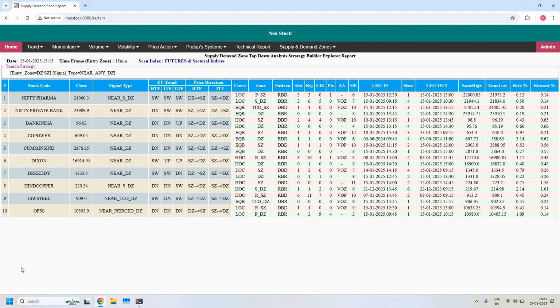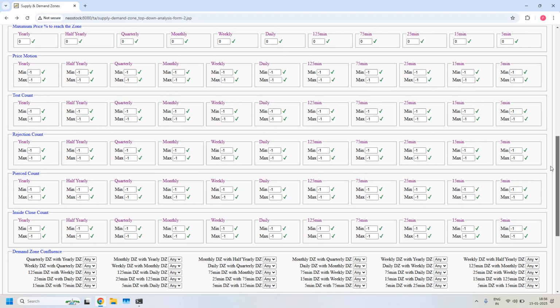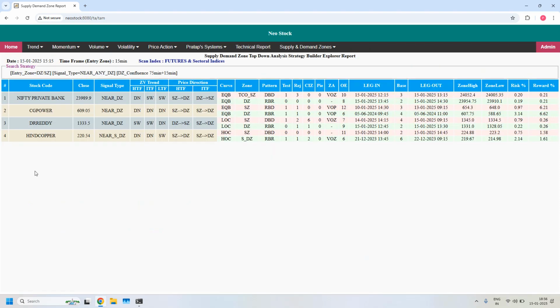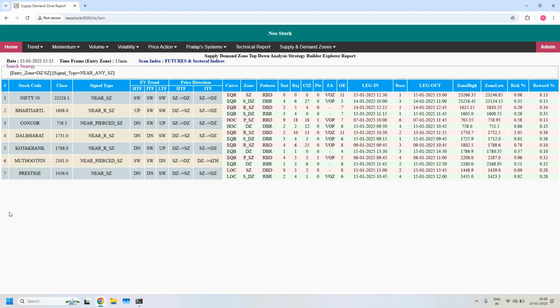Let us filter this list further based on ITF confluence, LTF-ITF demand zone confluence. That is 15 minutes and 75 minutes demand zone confluence. I am enabling the filter. By setting this filter, we got 4 stocks. That means all these 15 minutes demand zones are part of the 75 minutes demand zone. Okay, next for the 15 minutes time frame, stocks near 15 minutes supply zone. We got 7 stocks.